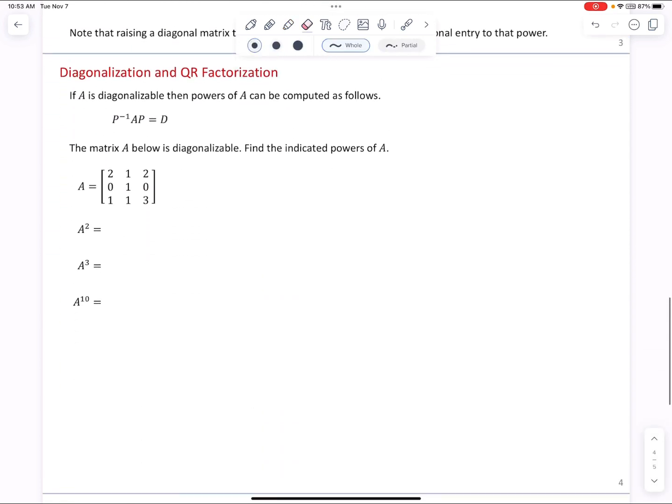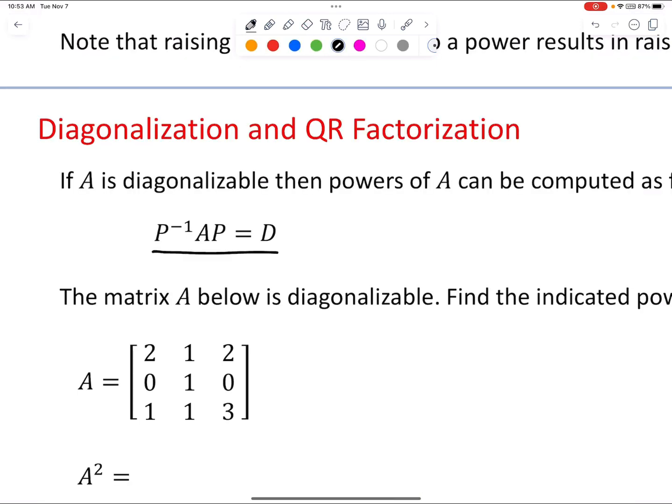If A is diagonalizable, then powers of A can be computed as follows. We'll begin with the assumption that A is diagonalizable, so we can find a matrix P and a matrix D, where P is invertible and D is diagonal, that satisfy this statement. I can effectively solve this equation for the matrix A by multiplying on the left by P and on the right by P inverse, and do that to both sides of the statement.